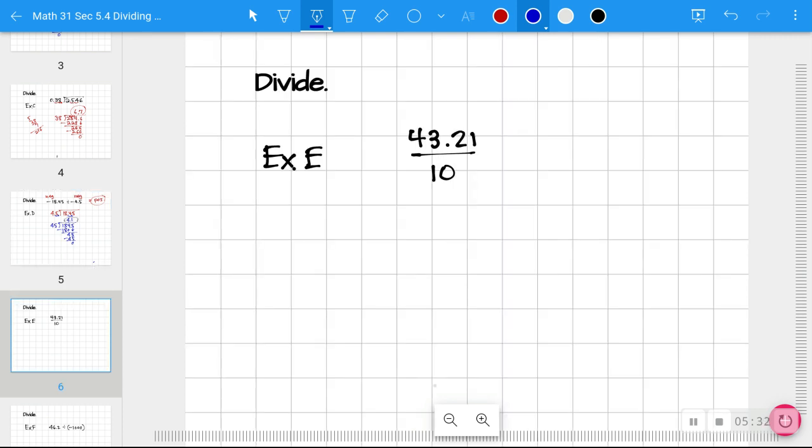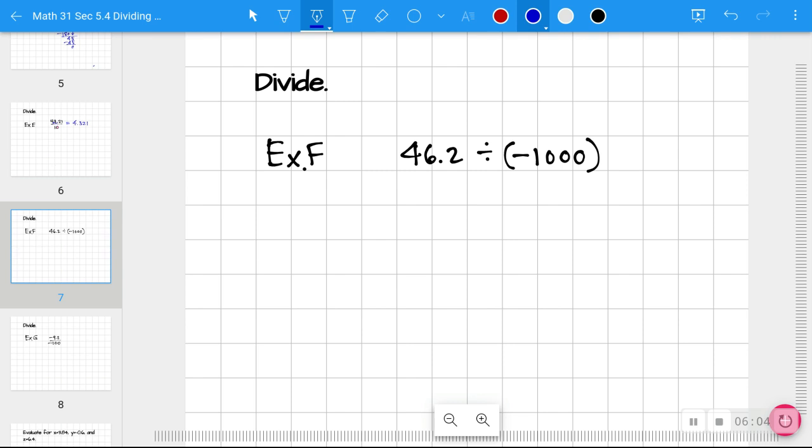Okay, the next, I think, 3 problems are all ones where we're dividing by a power of 10. So this is just 10 to the first power on the bottom. And when you do that, it's very easy to do. You count the number of zeros in the bottom, and that's how many decimal places you have to move this thing to the left. So you're going to go 1 to the left here and write the new number, 4.321.